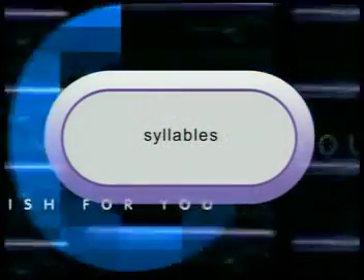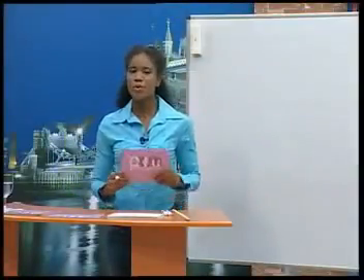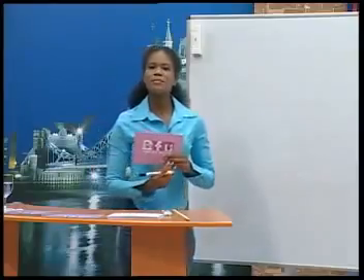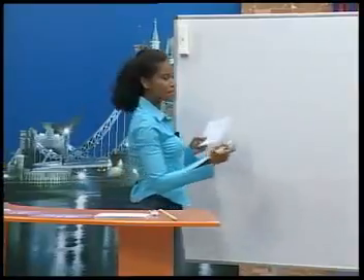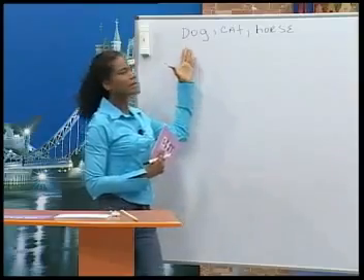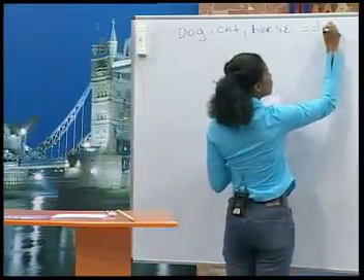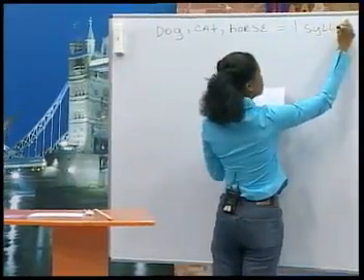Syllables. Now let's talk about word parts or syllables. A syllable is a vowel sound. Okay, there are different types of syllables. If we say, for instance, dog, cat, or horse, these have one vowel sound. Dog, cat, horse. So we call these one syllable words.